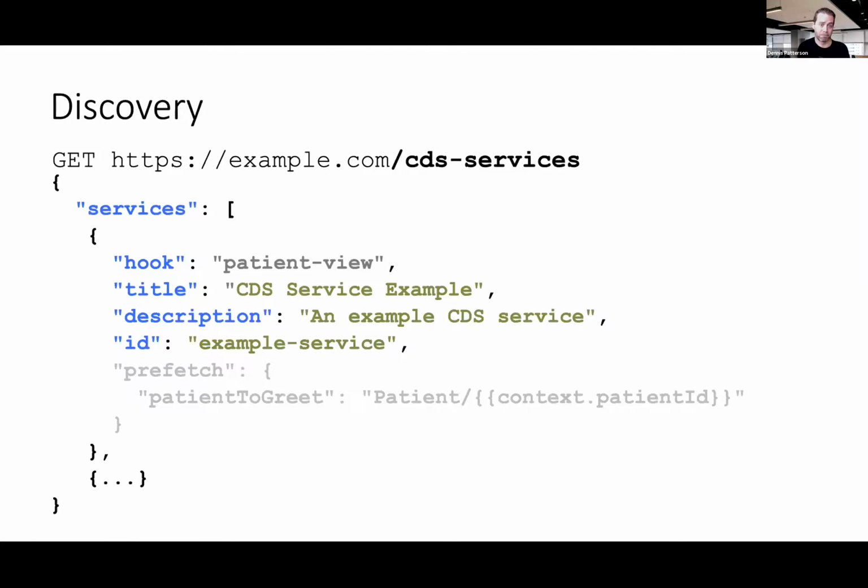So here's an example. If the CDS client were to issue an HTTP GET to the discovery endpoint, they would get back a services array. And here we have one example service that's at this endpoint that's interested in the patient-view hook. There's a title and description to understand what the functionality is for that CDS service, an ID for the service so that the client knows where it can find the service, and then some prefetch asks for data that it would like sent to it. We'll touch on that later.